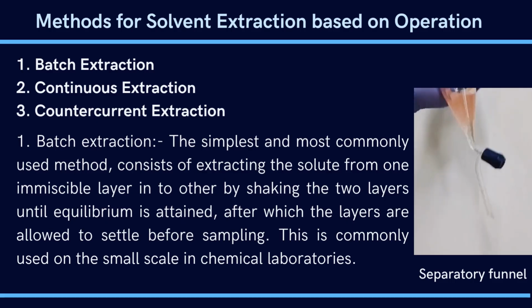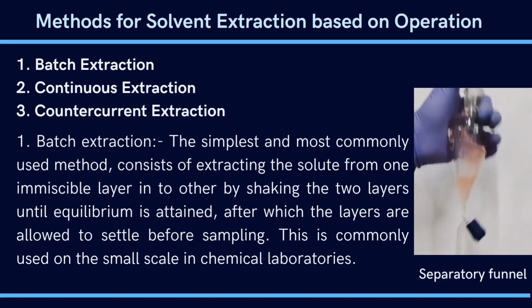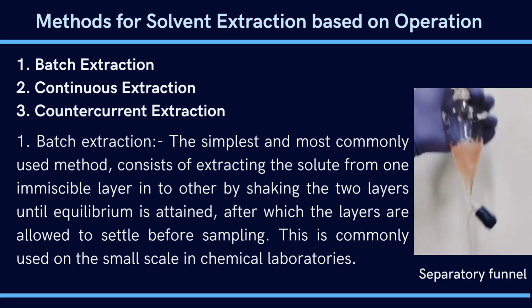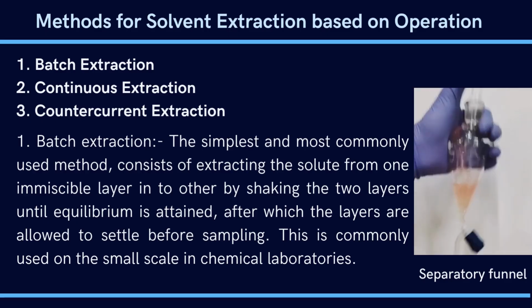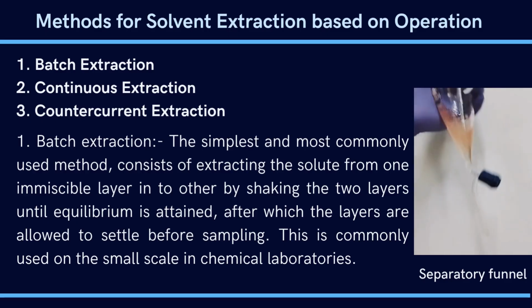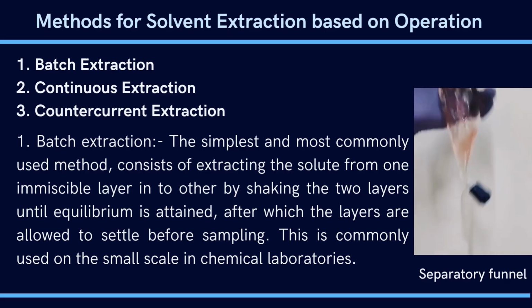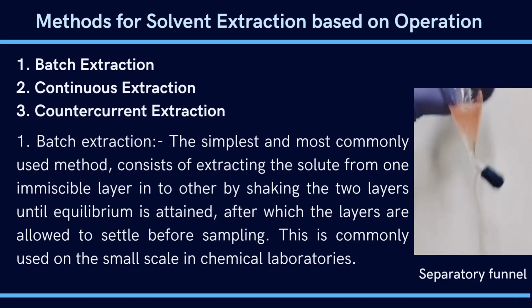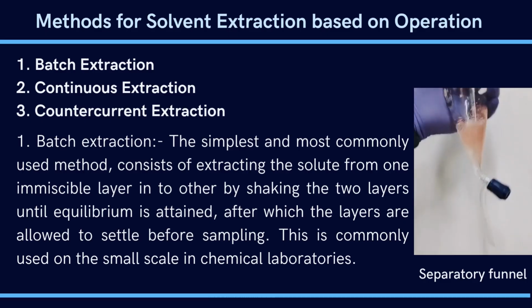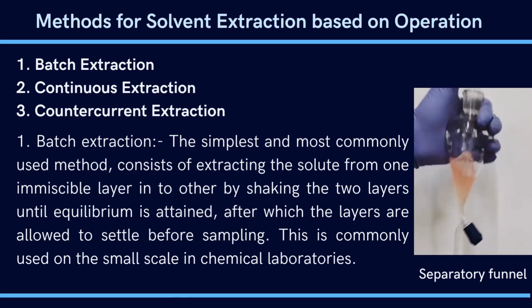There are three main types of solvent extraction methods by which a solute, that is, an organic or inorganic substance, can be separated or isolated. The first one is batch extraction, the second one is continuous extraction, and the third one is countercurrent extraction. Let us see what batch extraction is and how it can be used for separation of solute.